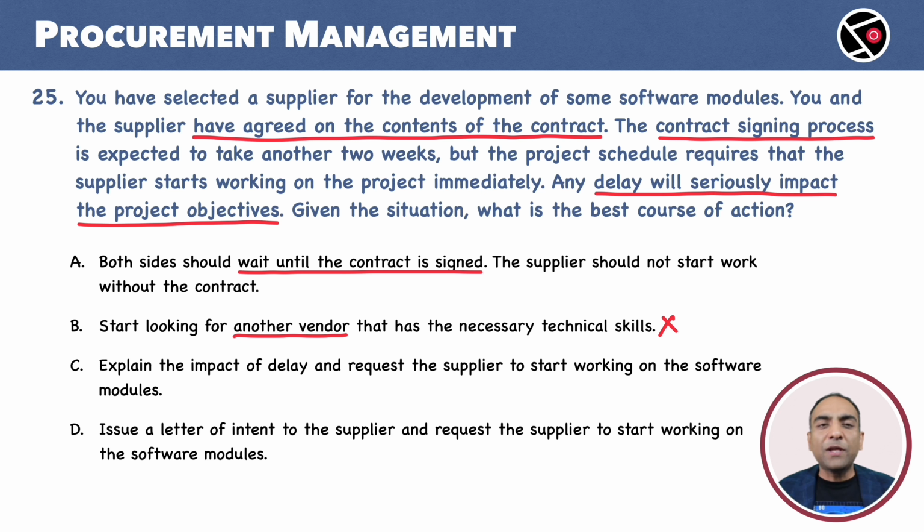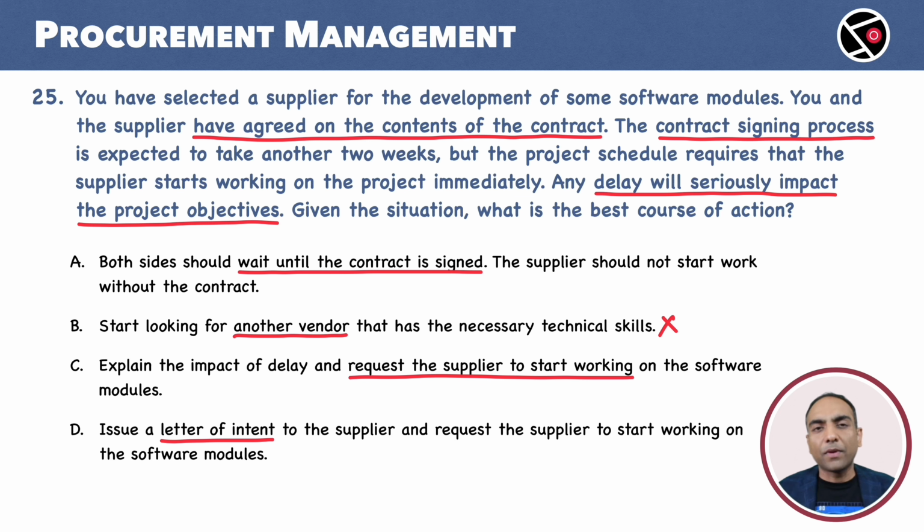C. Explain the impact of delay and request the supplier to start working on the software modules. Communicating with the supplier is important. But should the supplier accept this request and start working? Maybe not. It is too risky to start with no contract and no official commitment from the buyer. This option can potentially be dropped, but let us hold till we check the last option. D. Issue a letter of intent to the supplier and request the supplier to start working on the software modules. Letter of intent. This seems to be a reasonable approach.